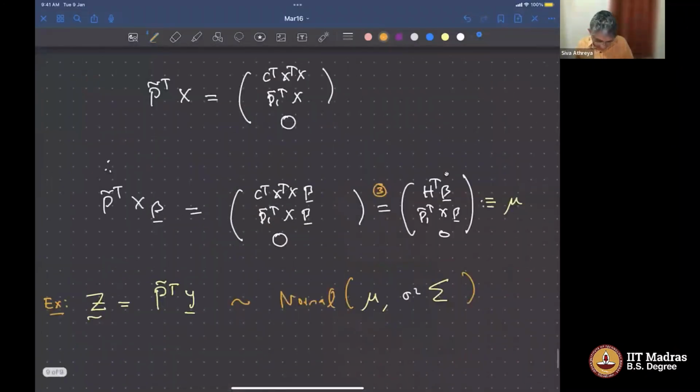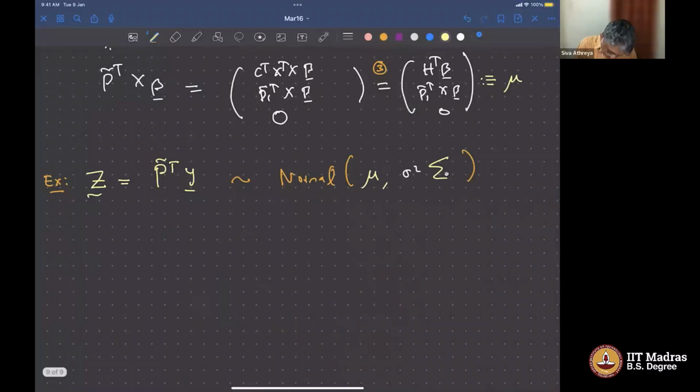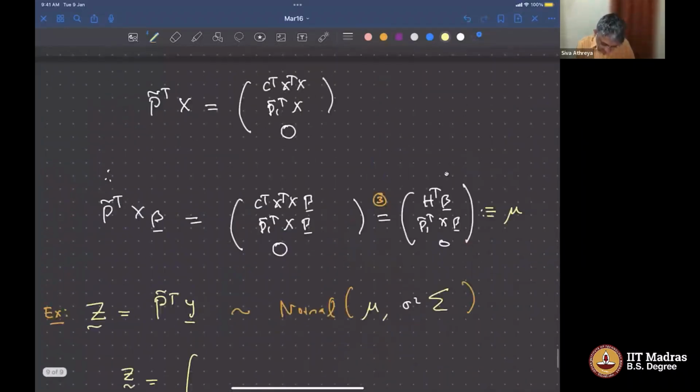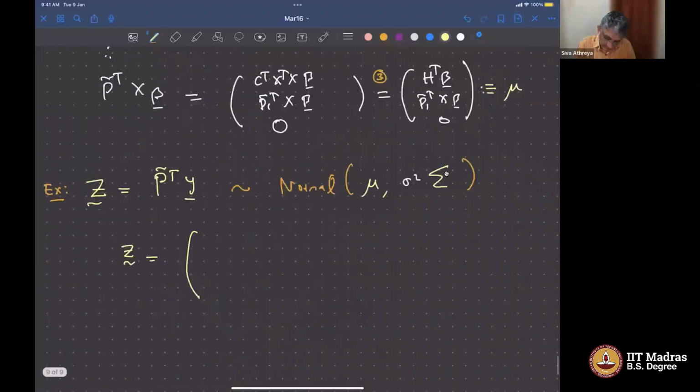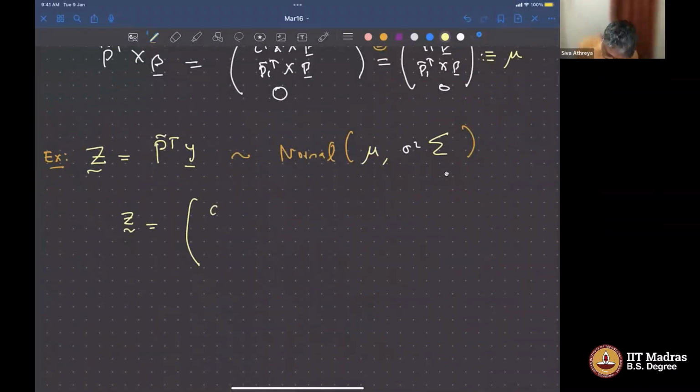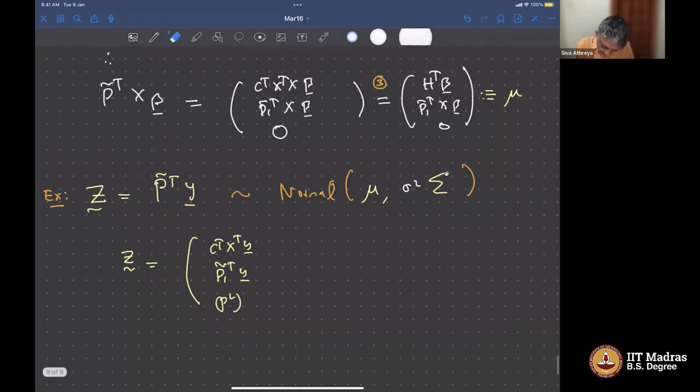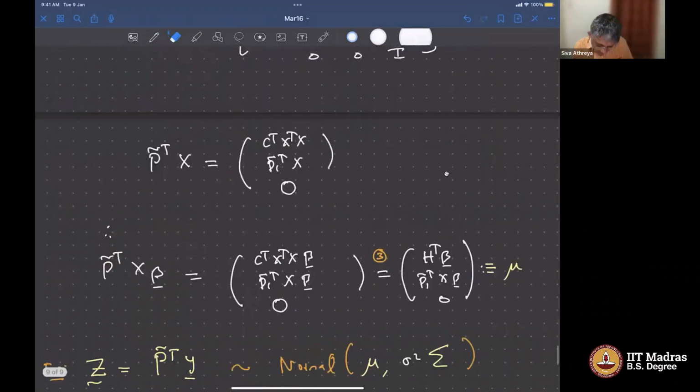So once you have this, you're in great business. This is what Z tilde is now. You know exactly what P tilde transpose Y is going to be like. The mean is X beta, but the first component is C transpose X transpose Y. The second component is P1 tilde transpose Y. The third one is P2 transpose Y. Sorry, I put P1 again at the bottom by mistake. I've been making this mistake everywhere except here.